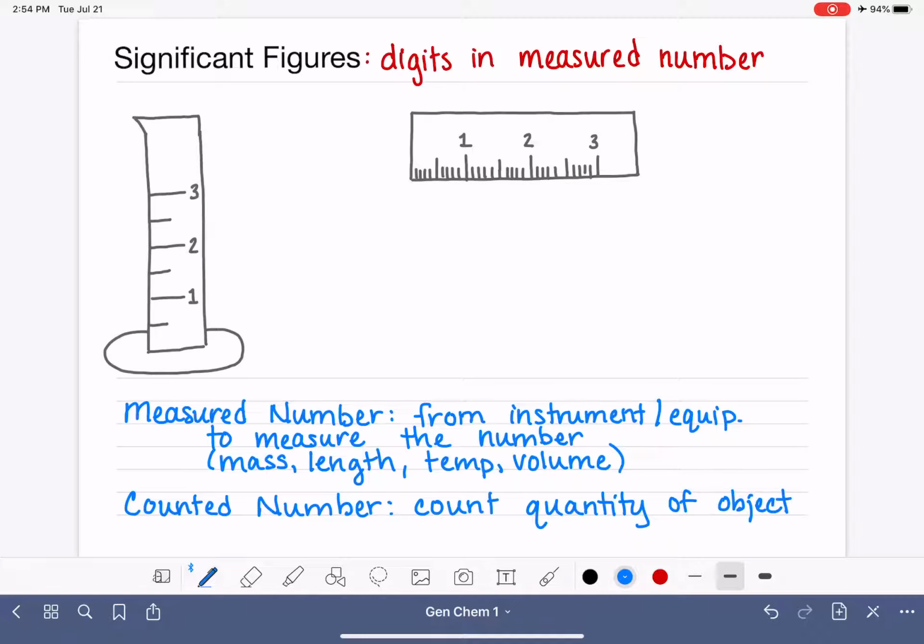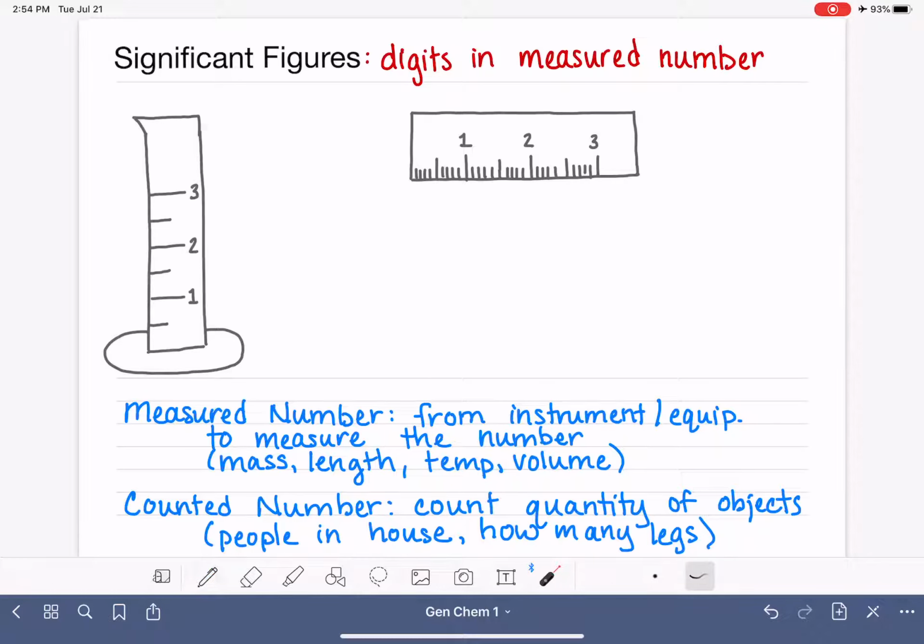So examples of counted numbers would be something like how many people live in your house, or how many grapes you just ate, how many legs on your dog, things like that. So we wouldn't need to use some sort of piece of equipment to determine how many legs are on your dog. We would just look at the dog and count 1, 2, 3, hopefully 4.